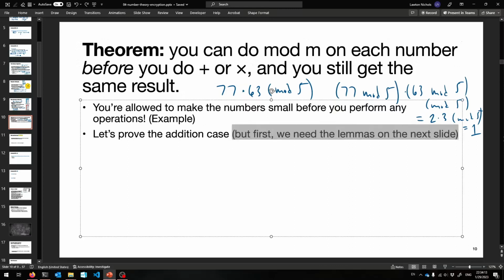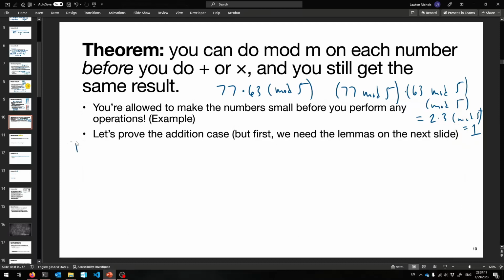We will need the lemmas on the next slide, but let me just at least write out the theorem first. So theorem, here's the addition case of this theorem. It's like x plus y, if you have 2 numbers, and you're taking mod m of them, that is equal to, first do mod m on these individual numbers. First do x mod m, and then do y mod m and add those.